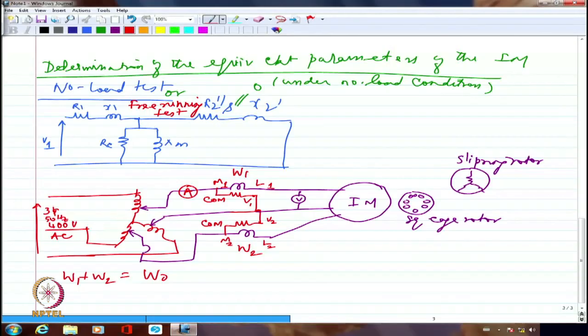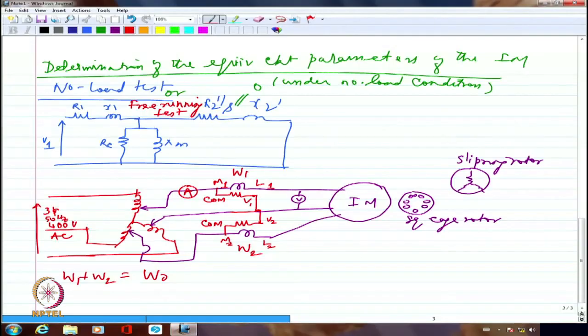Right? So you will apply rated voltage to the induction motor by using a variac, slowly increasing the voltage. So you will not see a jerk of current suddenly flowing into the motor. So you will slowly increase the voltage and the motor will start rotating. You will bring it up to the rated voltage. You will measure the value of the ammeter reading, and you will also get the voltmeter reading, and you will also get the wattmeter readings.